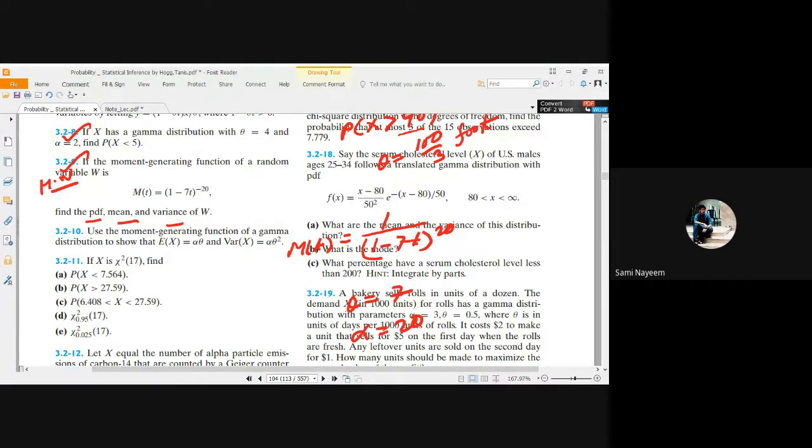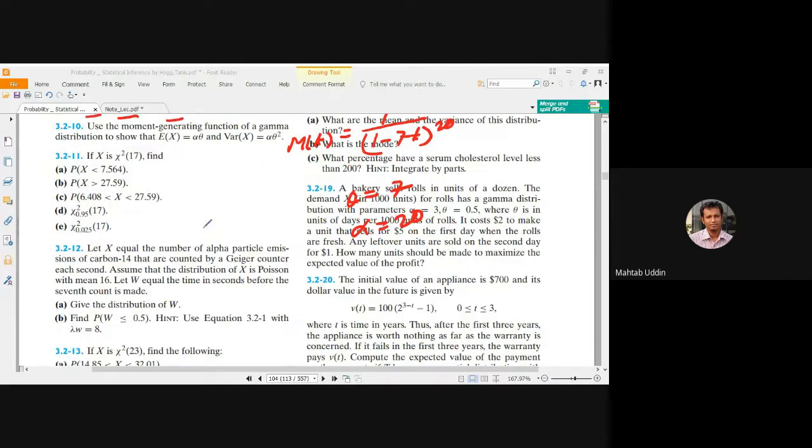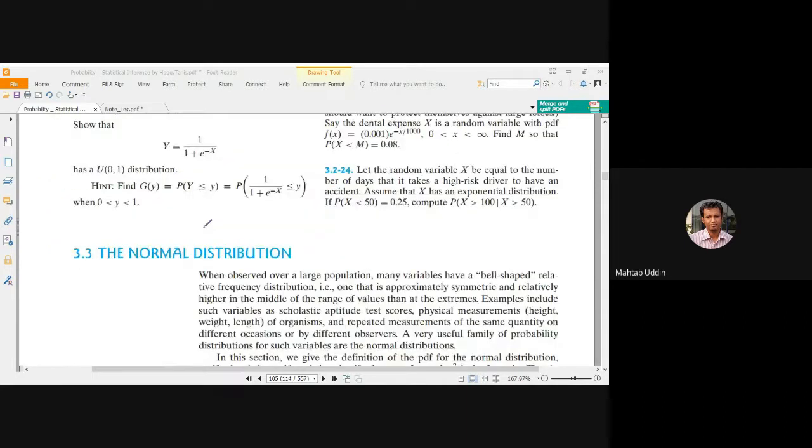Yes, sir. So with this, the chapter is closed. Now I'm going to the next chapter, chapter 3.3. There's a normal distribution.